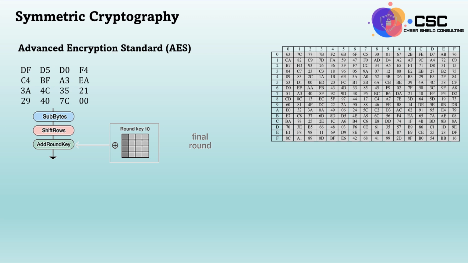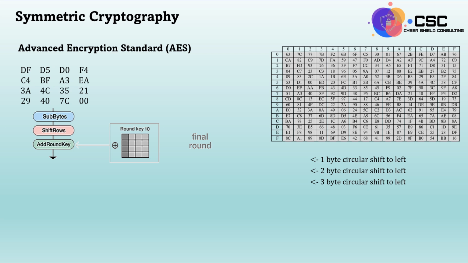Next, we perform shift rows. This is a simple row-wise transformation. The first row remains unchanged. The second row undergoes a 1-byte circular shift to the left. The third row undergoes a 2-byte circular shift to the left. And the fourth row undergoes a 3-byte circular shift to the left. This step ensures that the columns are mixed across different rows, adding diffusion to the encryption.